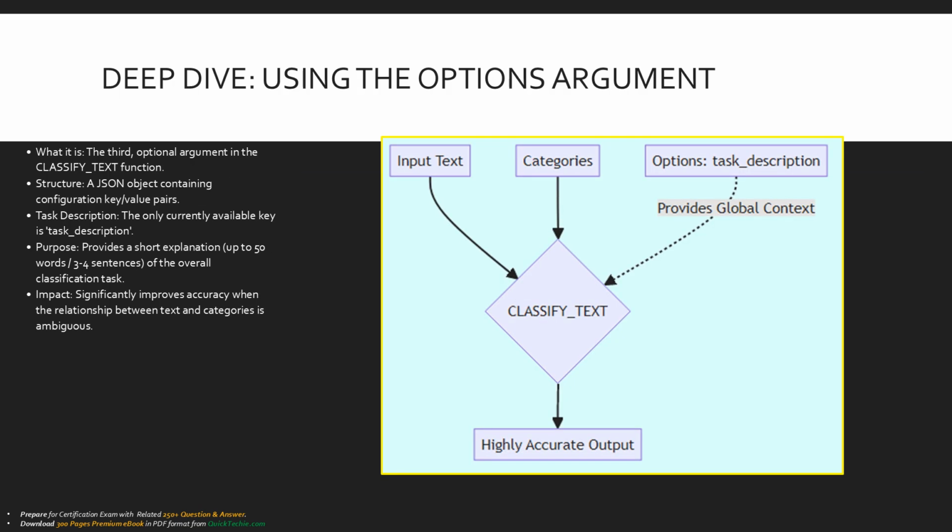Continuing our deep dive, let's explore the third argument of the function, the options object. Even with detailed category descriptions, the model might need to understand the overarching goal of what you are trying to achieve. You do this by passing a JSON object containing the task description key. The task description is a short prompt, ideally no more than 50 words or 3 to 4 sentences, that explains the context of the job.